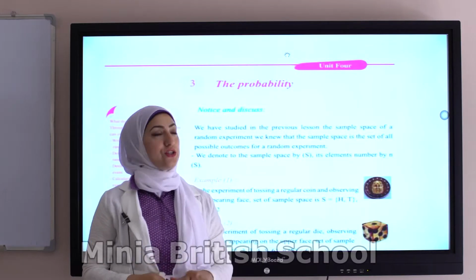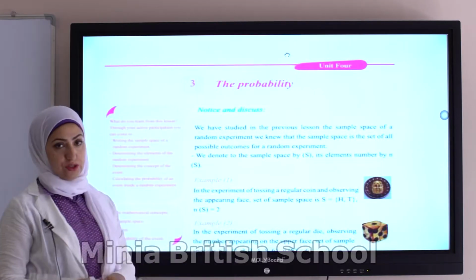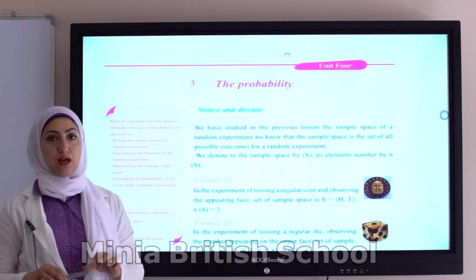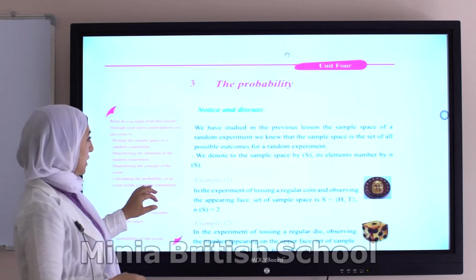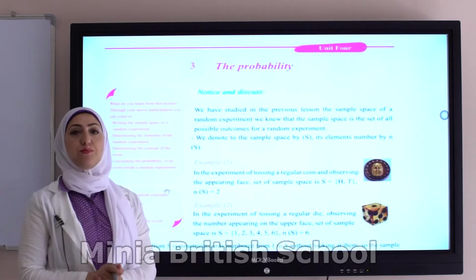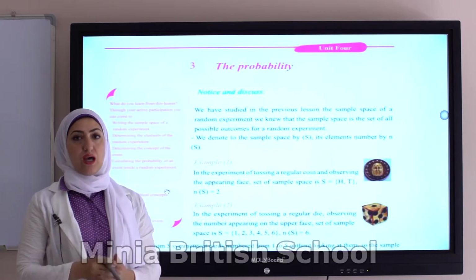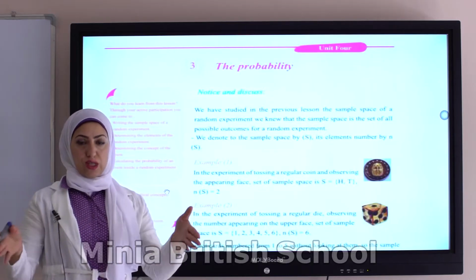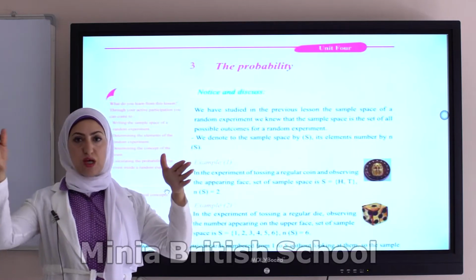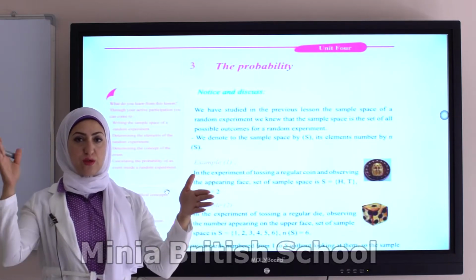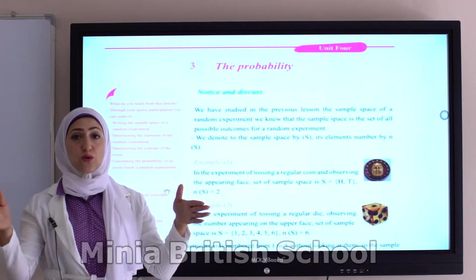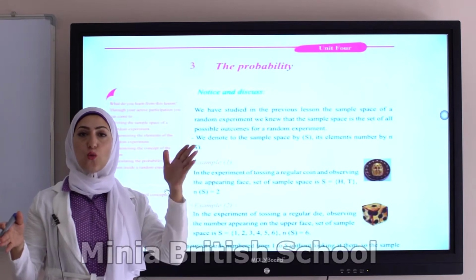Today we will take the last unit, unit 4, and the third lesson in it, the probability. Okay, as we had in grade 5, the meaning of probability. The probability is always from 0 to 1. It means it includes 0 and also includes 1.